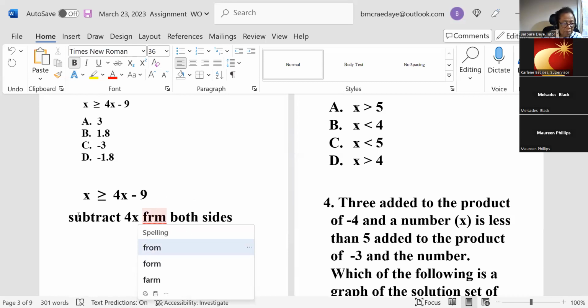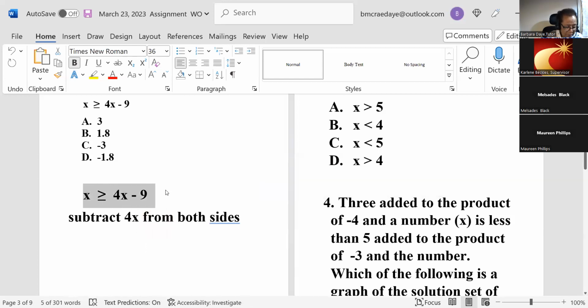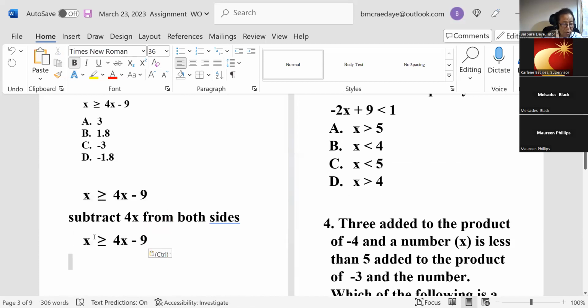Okay. So let me just copy that and put the 4x subtracting. And you tell me what you get once you do that. So you have minus 4x on the left, right? And you have minus 4x on the right.